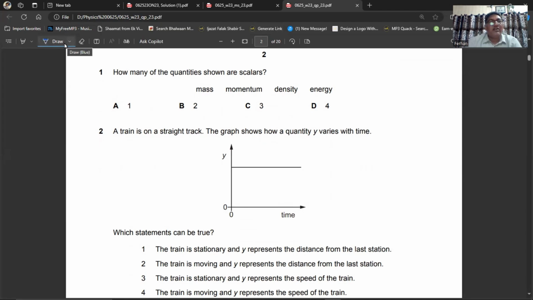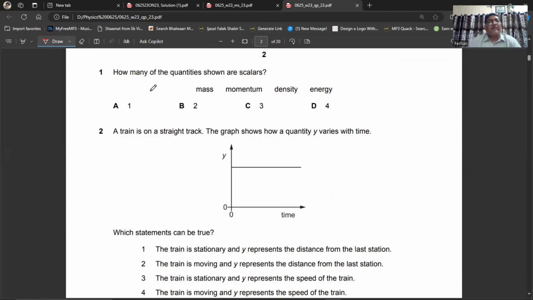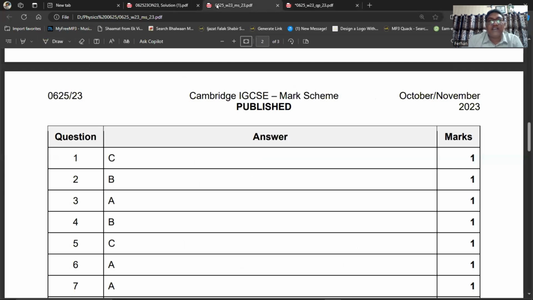So he says, how many of the quantities shown are scalar? Okay, so we are looking for scalar quantities. Mass is a scalar quantity. Momentum is a vector quantity. Density is a scalar quantity. Energy is also a scalar quantity. So there are 3 scalar quantities. So I think C is the right option. So let's check. C is the right option.